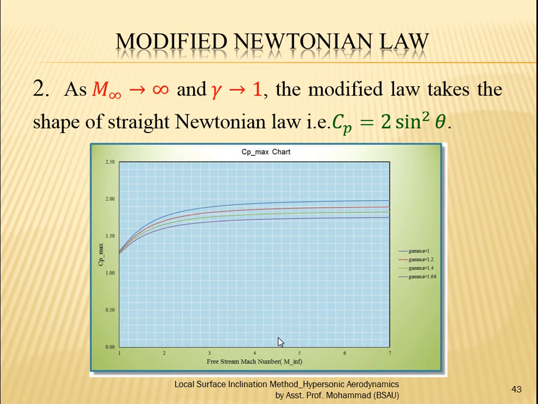Here is a small plot that we have made depending upon this modified law. These are the various gammas. When gamma is equal to 1, that is the upper one, it makes an asymptote with 2. So the value becomes almost 2 at Mach number 5, 6 and 7 here. For lower gamma, it doesn't go that far, so it remains a little bit lower.